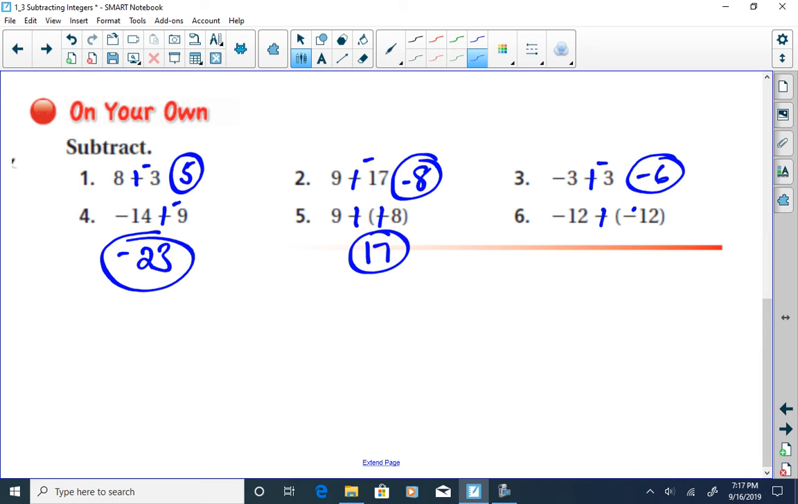Problem 6, we have negative 12 minus negative 12. We add its opposite. So this becomes negative 12 plus 12. I'm adding opposites here. I'm adding a negative 12 and a positive 12. So we subtract. That's going to be 0.